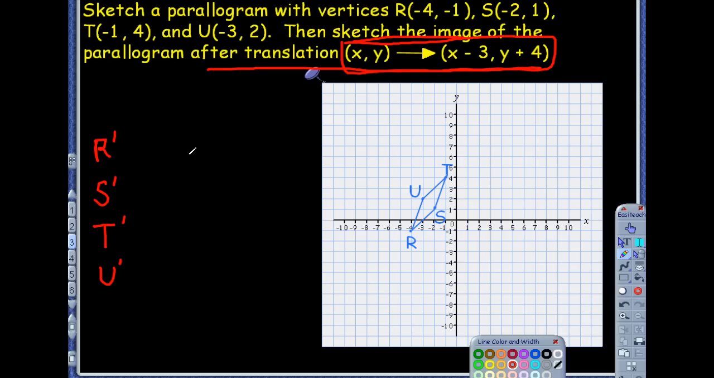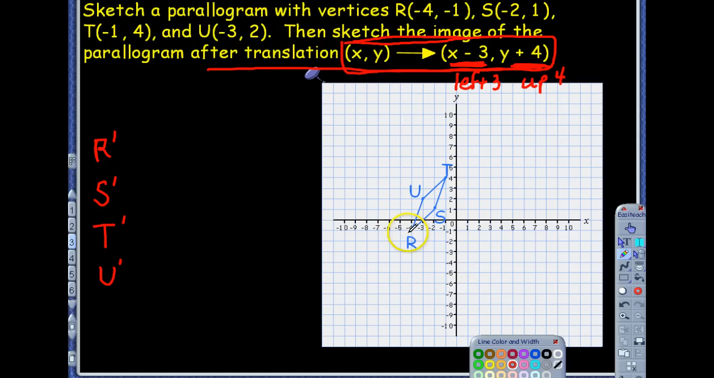Yes. So what is this coordinate notation basically saying we're doing with every single point? Every single point, that x minus 3, that's our horizontal shift. So that's telling me I want to move it to the left 3. And then the y plus 4, that's my vertical shift. So that tells me I want to move up 4. So every point I need to go left 3, up 4.